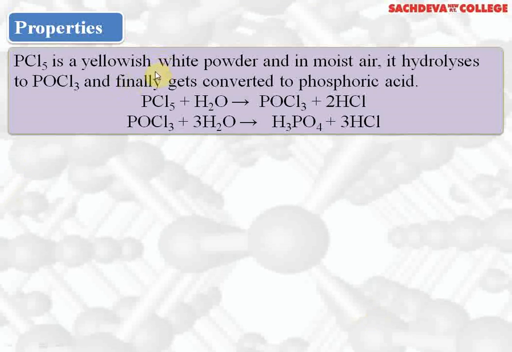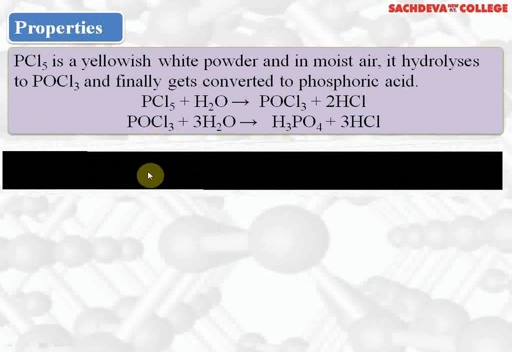PCl5 is a yellowish white powder, and in moist air it gets hydrolyzed first to POCl3 and finally gets converted to phosphoric acid. PCl5 plus water gives phosphorus oxychloride plus 2HCl, and phosphorus oxychloride further gets hydrolyzed to form H3PO4 plus 3HCl. These reactions also show that PCl5 has two types of bond. Axial bonds are longer and weaker than equatorial bonds. So first these axial bonds get hydrolyzed to HCl and we get POCl3, and then all the three equatorial bonds get hydrolyzed to H3PO4.